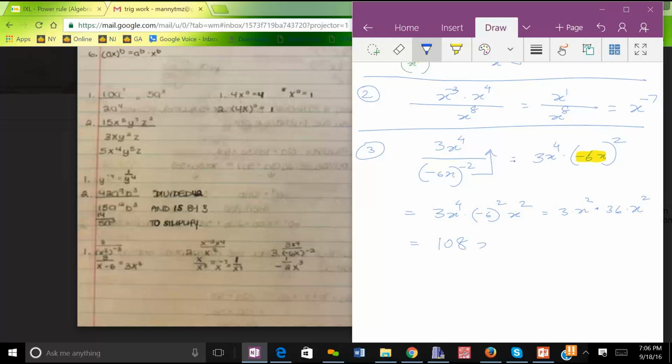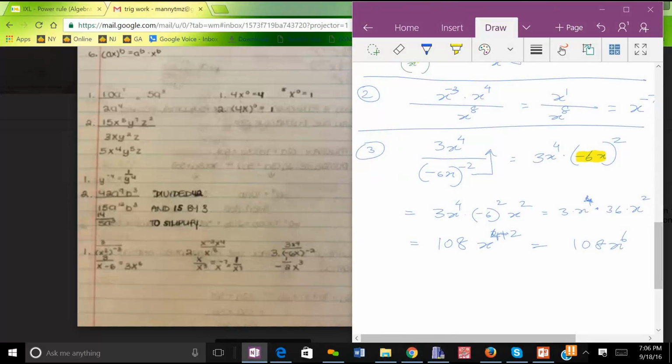What do you do with the x? X to the 2 plus, or is it 2? It's 4. Right? It's 4 there. Okay, 4 plus 2, right? 4 plus 2, which is 6. So 108 x to the 6. Make sense? Mm-hmm. Any confusion? No. So you got that completely. Okay. She says she has it, Manny. Yeah, perfect.